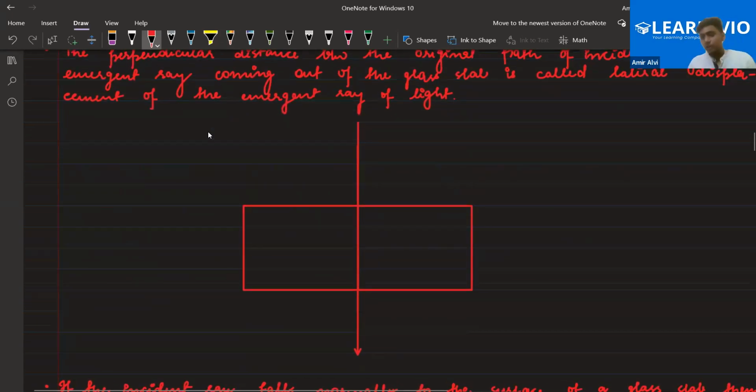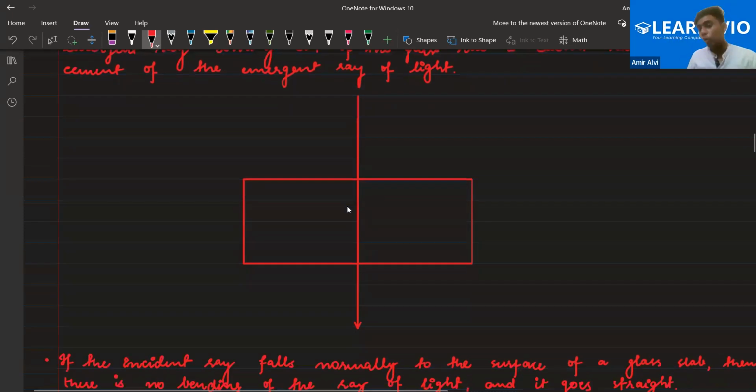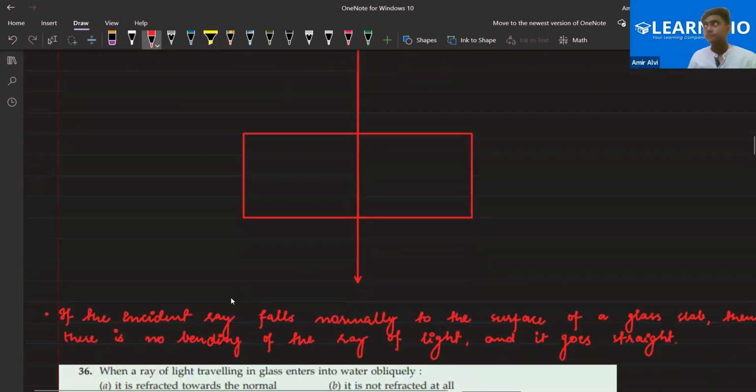Okay, now this is a very interesting case. Suppose that a light ray is falling normally on the glass slab or any material. If the light ray is falling perpendicular, there will be no refraction at all because the angle of incidence is zero. So if the incident ray falls normally on the surface of a glass slab, there is no bending of the ray, and it will go straight.